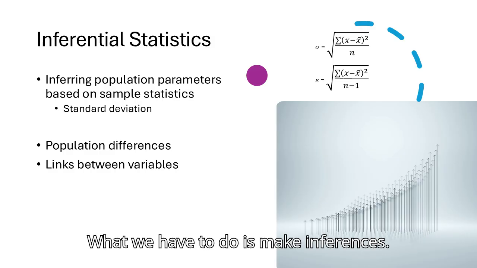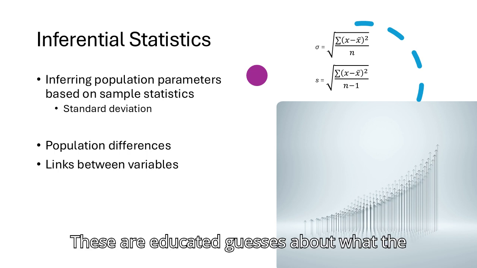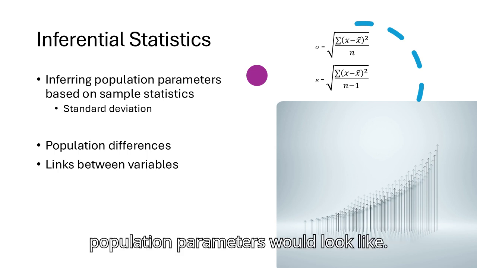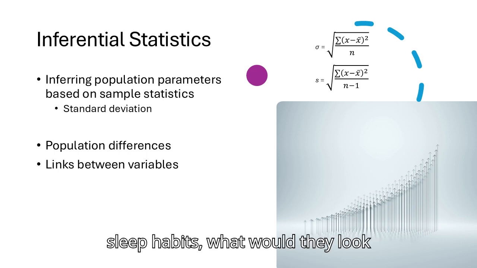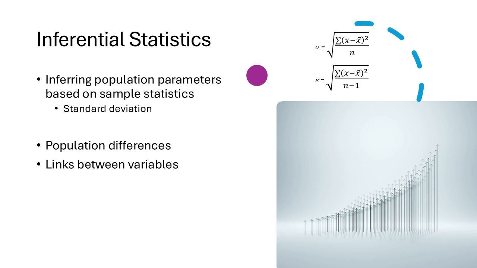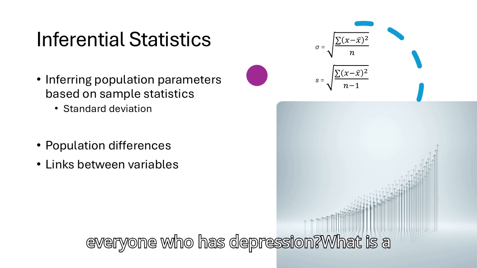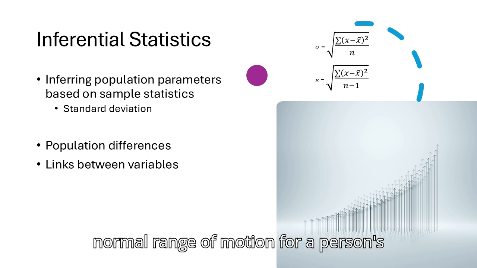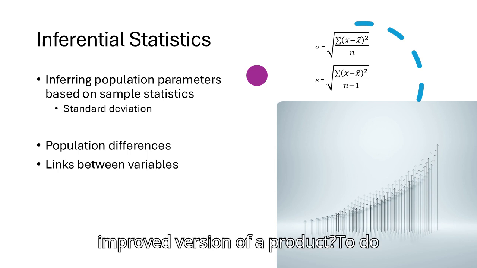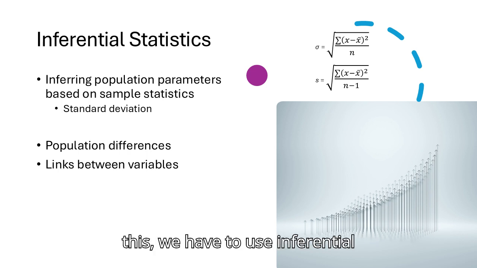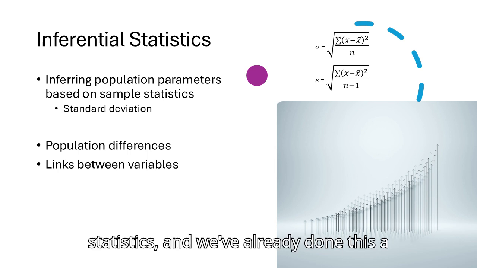What we have to do is make inferences. These are educated guesses about what the population parameters would look like. If I measured every college student's sleep habits, what would they look like? Does this medication work for everyone who has depression? What is a normal range of motion for a person's wrist? Do people like this new and improved version of a product? To do this, we have to use inferential statistics.